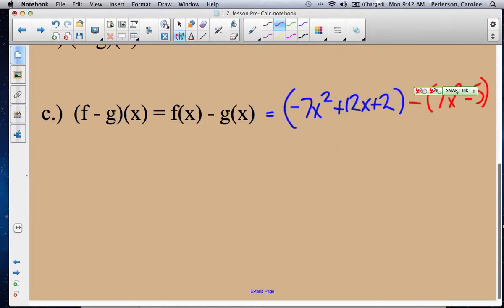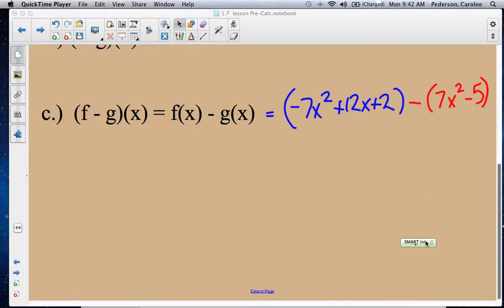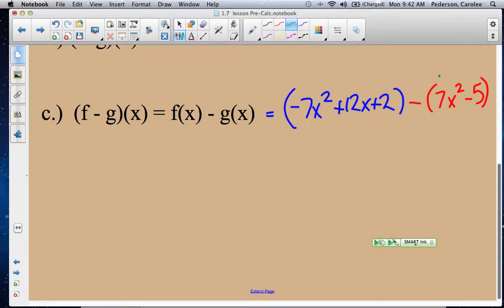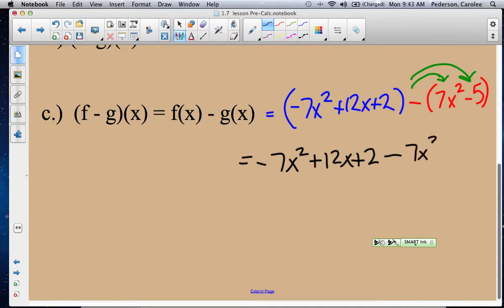Now before we continue here, what do we have to do? The negative in front of that red function. Distribute it. So we're going to distribute that negative through to all the terms in that second parentheses. So now we have distribute, distribute. Now let's combine like terms.